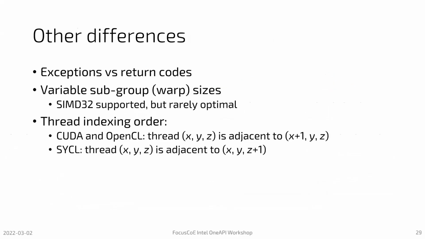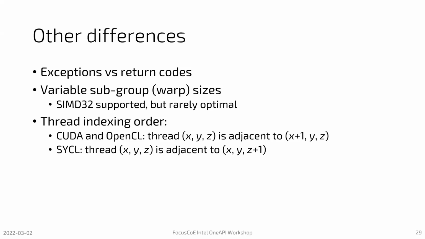Other major differences that I guess should be considered when porting is slightly different handling of errors. We don't have error return codes like in CUDA and OpenCL. We have exceptions. Not a big deal, just something to keep in mind. Also, if you're coming from NVIDIA only or from AMD only, there you have a fixed subgroup size, 32 or 64. For Intel devices, the SIMD width can be varied, and usually for the current generation of GPUs, 32 is not optimal unless we are talking about really simple kernels.